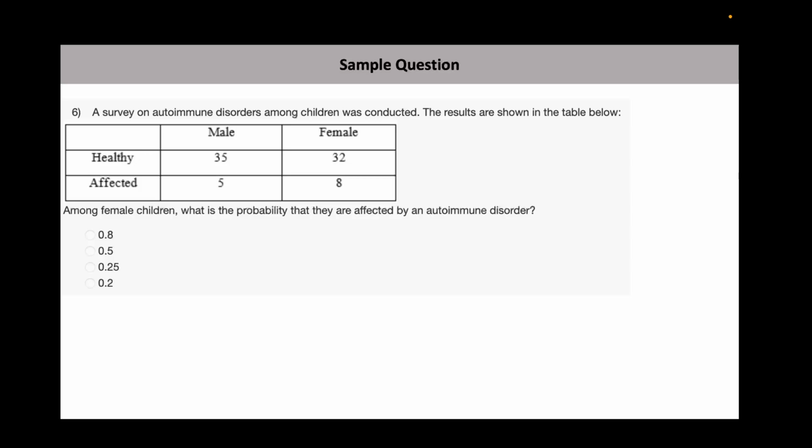Okay, so let's try to solve this question. Again, the probability question. The question is asking about the probability of female children that are affected by the autoimmune disorder. Now if you count the total number of female students, it is 32 plus 8, which is 40.